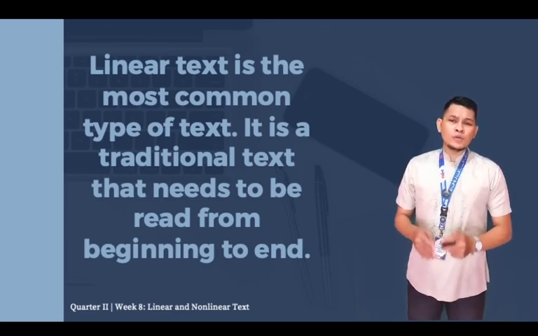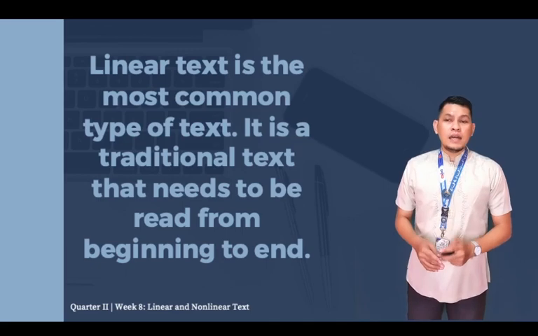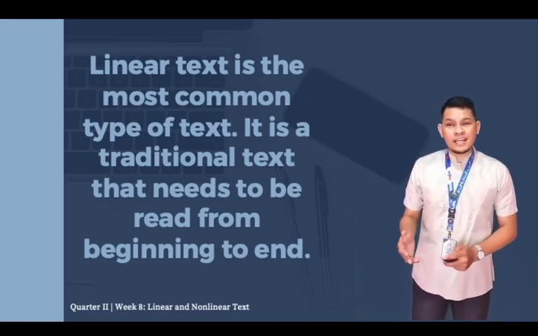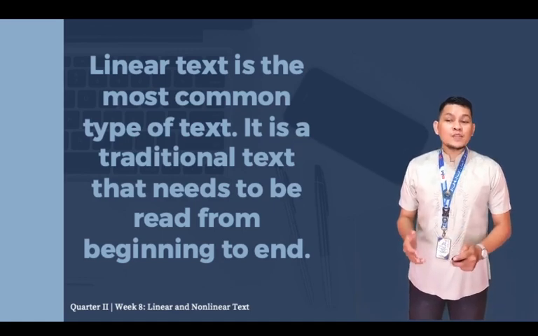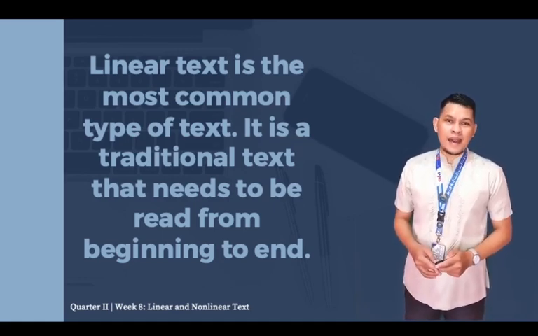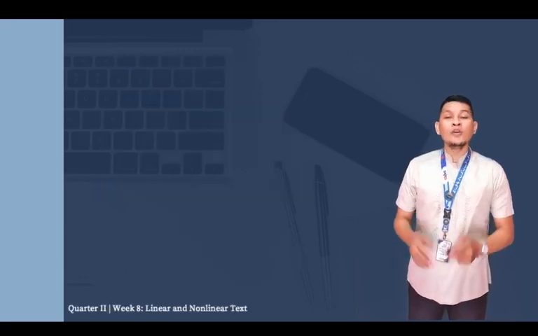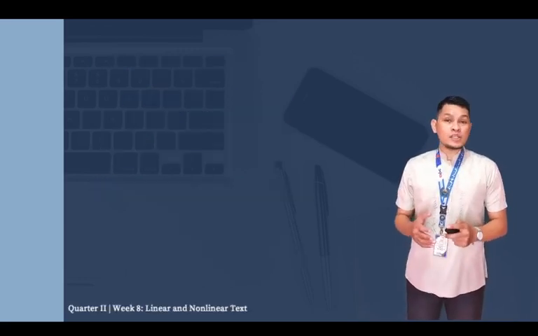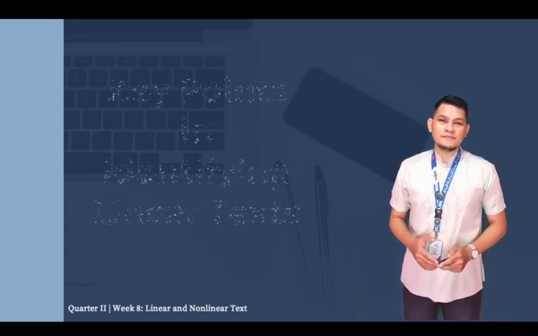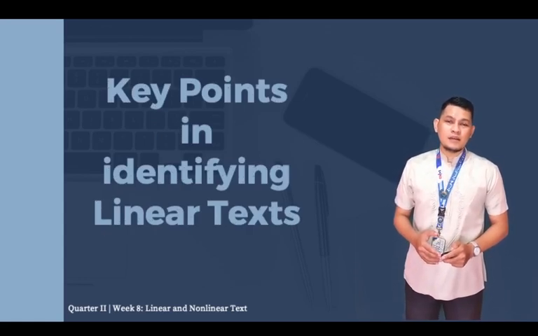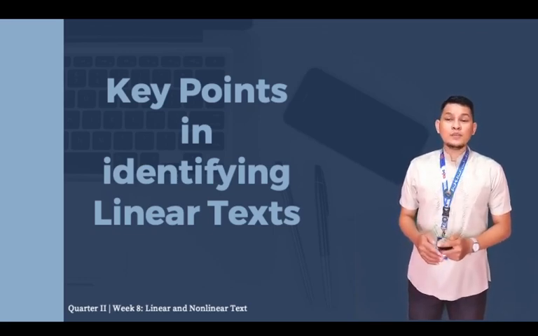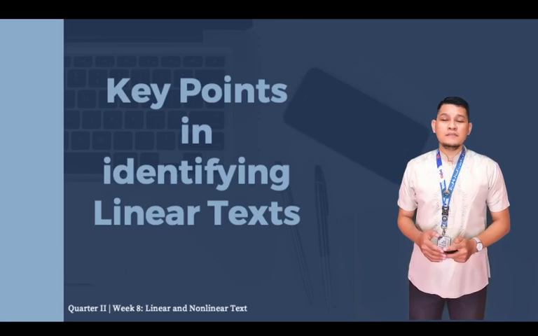Linear text is the most common type of text. Texts under this category need to be read from the beginning to the end. That is why we call this reading path a sequential reading path. Now, if you understand what sequential reading path is, please click the heart emoji. That's great. With that, we shall proceed with the next part of our discussion.